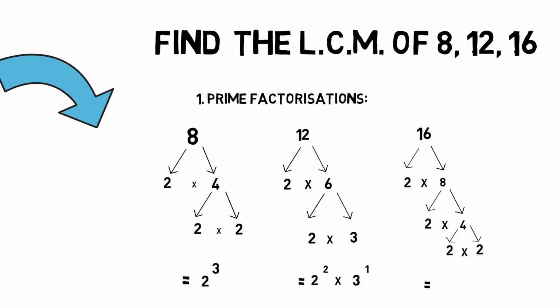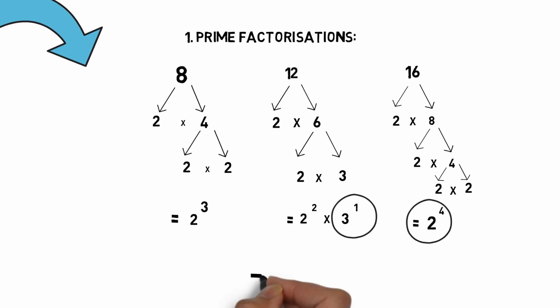Excellent. Now to find the least common multiple, we need to use the prime number with the highest exponent. So in our example here, 2 has the exponent of 4, so we use 2 to the power of 4. 3 has the exponent of 1, so we use 3 to the power of 1. And we need to multiply these numbers together. We don't use 2 to the power of 2 and we don't use 2 to the power of 3 because they're not the highest exponents for this prime number. So 2 to the power of 4 times 3 will give us the least common multiple of 8, 12, and 16, which is 48.